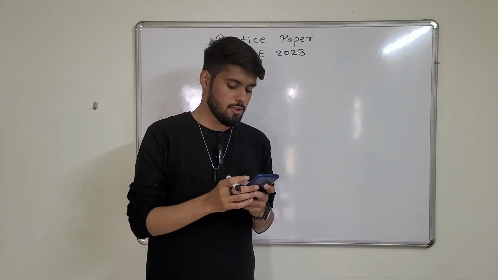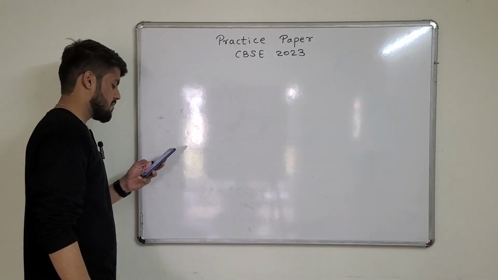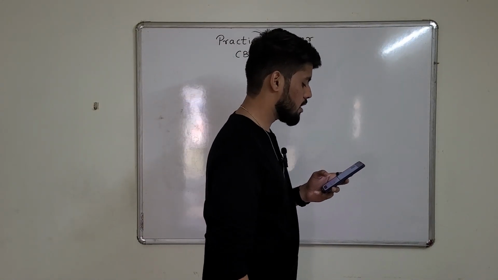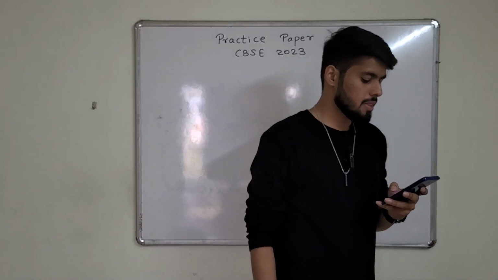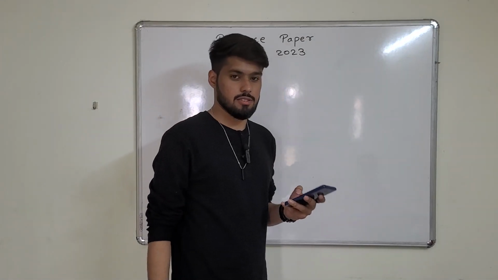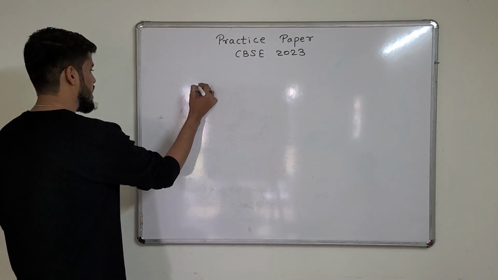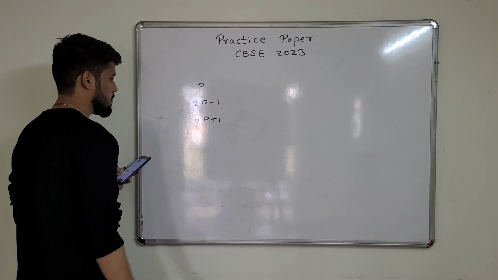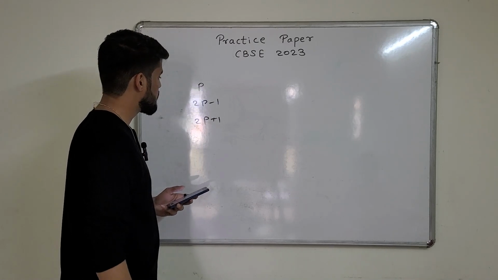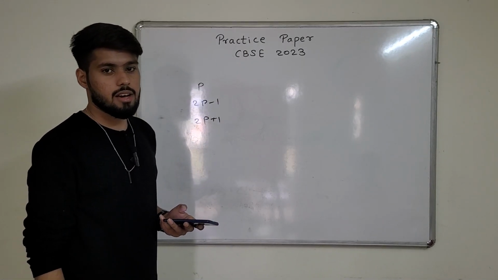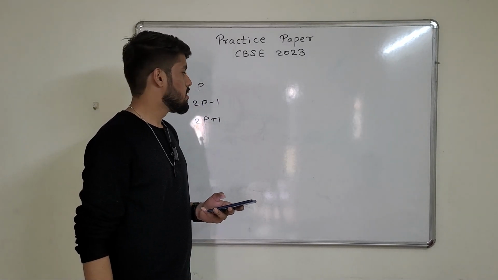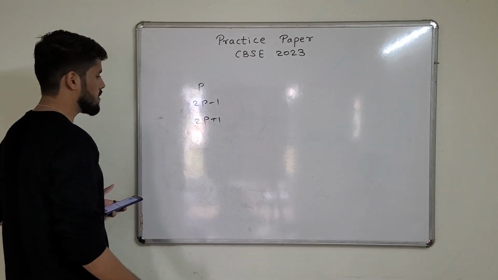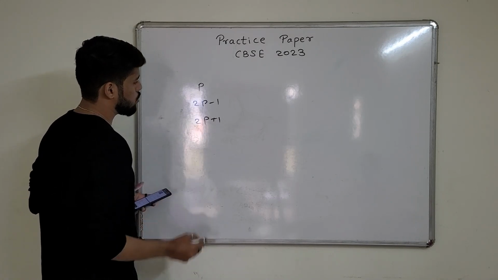Okay, so for the third question we have, if P, 2P minus 1, 2P plus 1 are three consecutive terms of an AP, then the value of P is. So the given terms are P, 2P minus 1 and 2P plus 1. So these are the terms of AP. हमें पता है कि अगर कोई सीक्वेंस AP होना चाहिए, so its common difference should be equal, right? तो common difference equal होना चाहिए for any two consecutive terms.